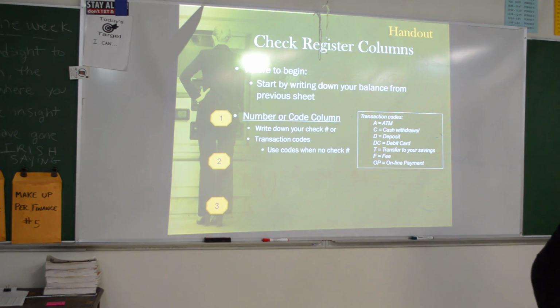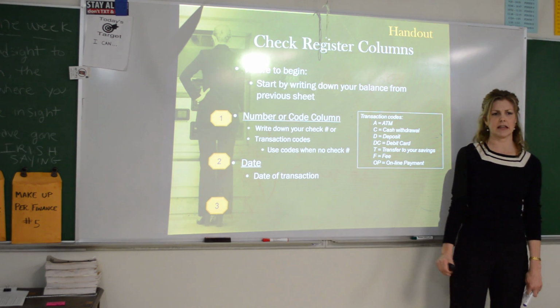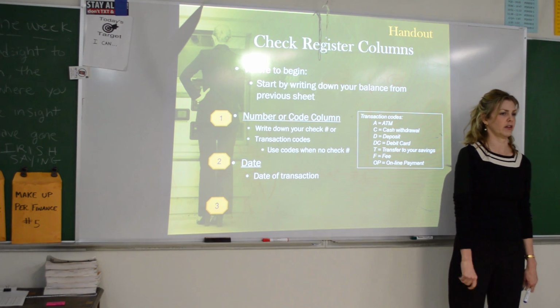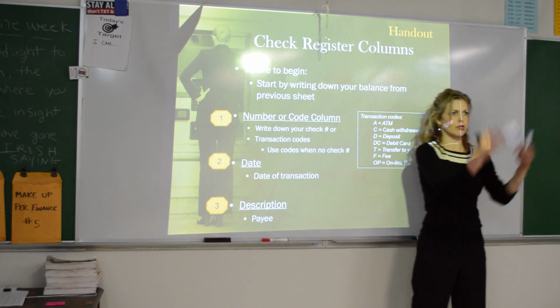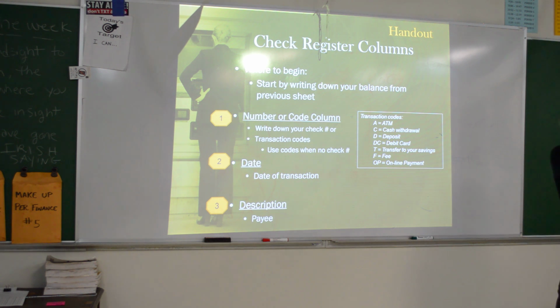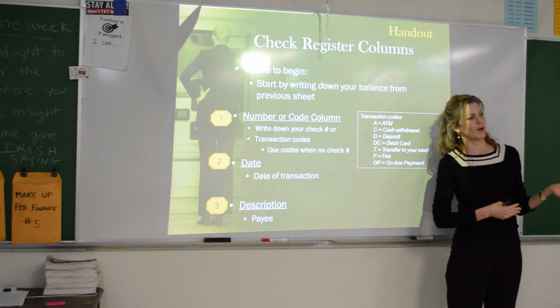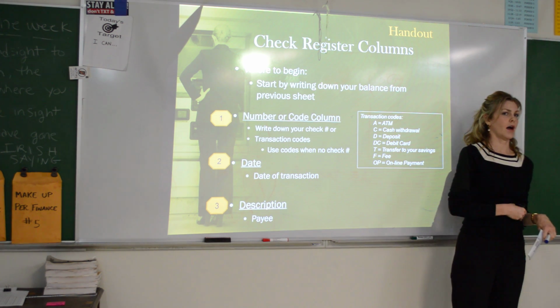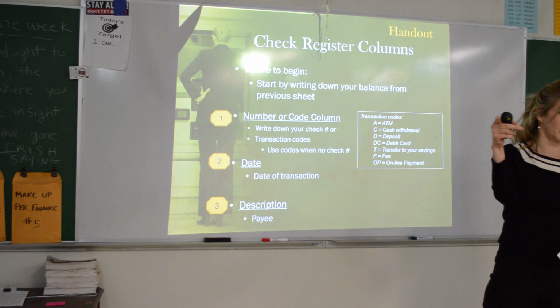Okay, a little bit faster now. Number 2 is the date. Don't care about the year, just the month and the day is sufficient. Okay? The description, that's that long column there, and you're going to see that, again, this is for you, but the more detailed you are in that row, the better. Okay? So instead of just writing electric bill, you might want to say March electric bill.